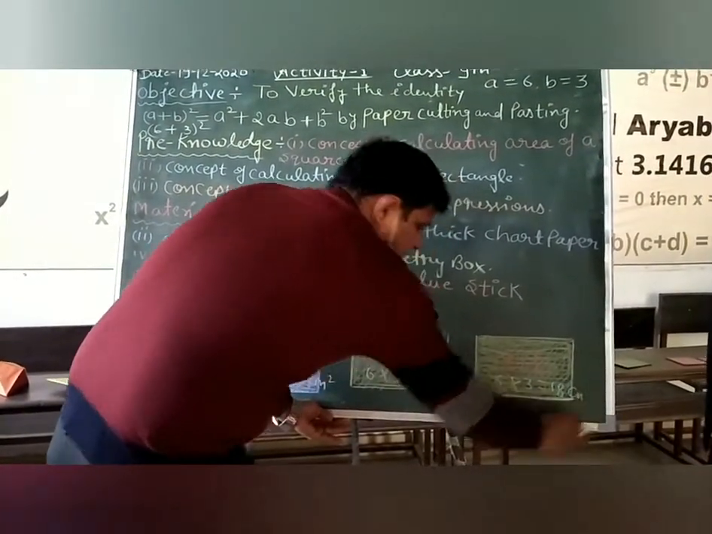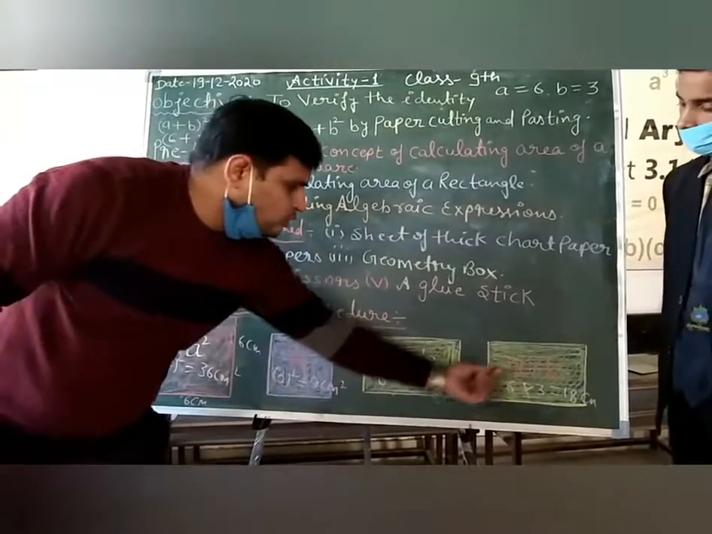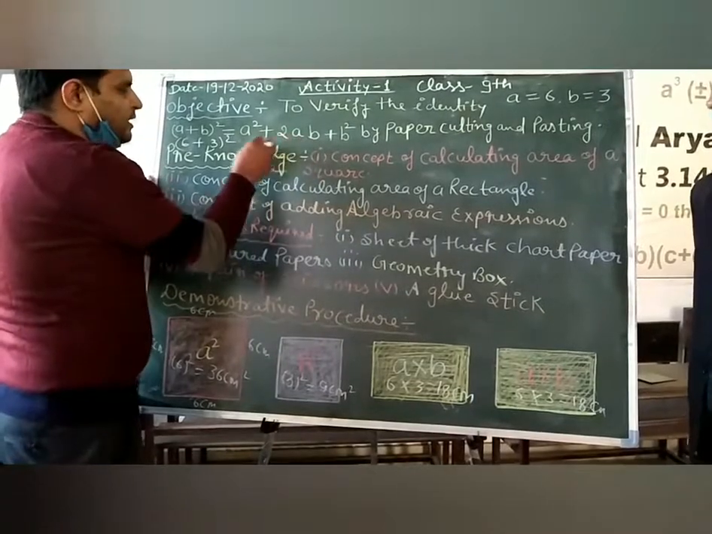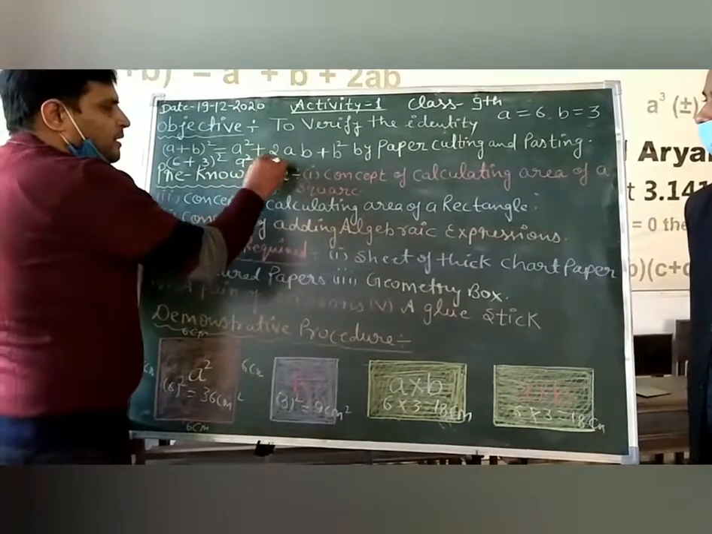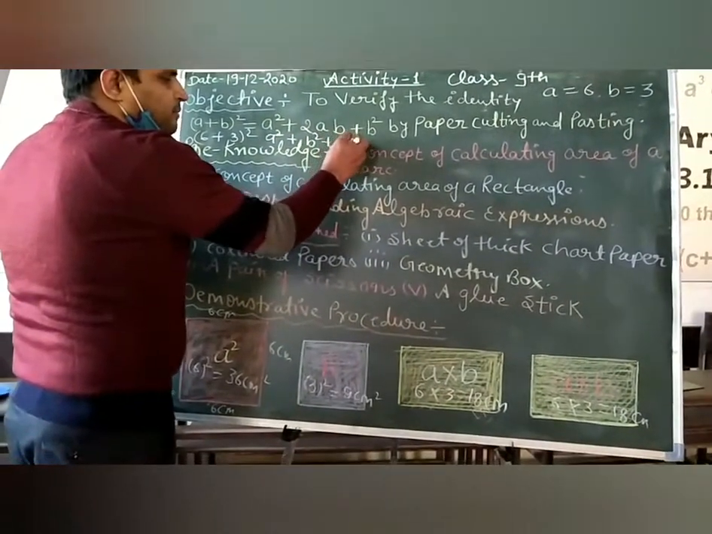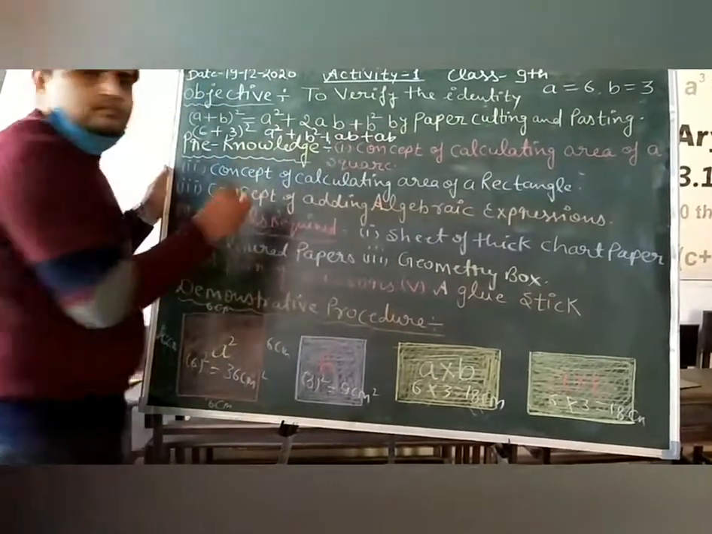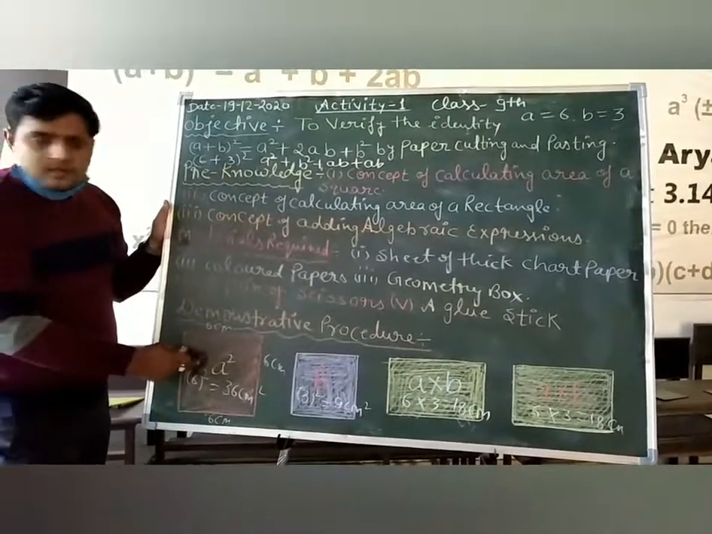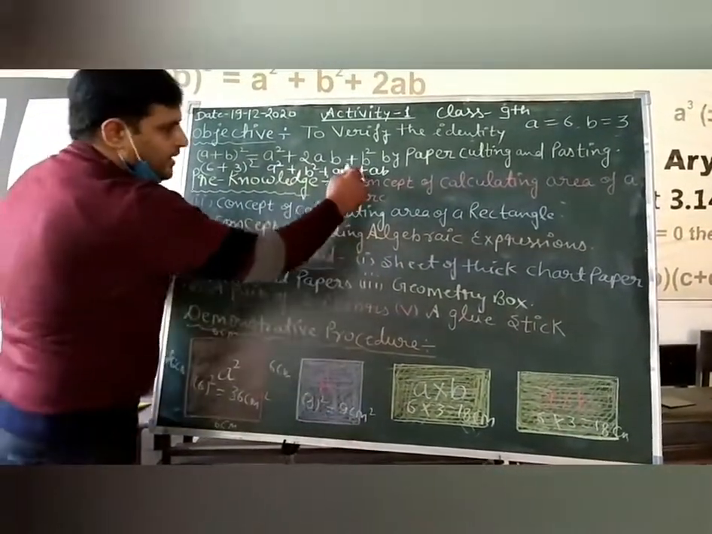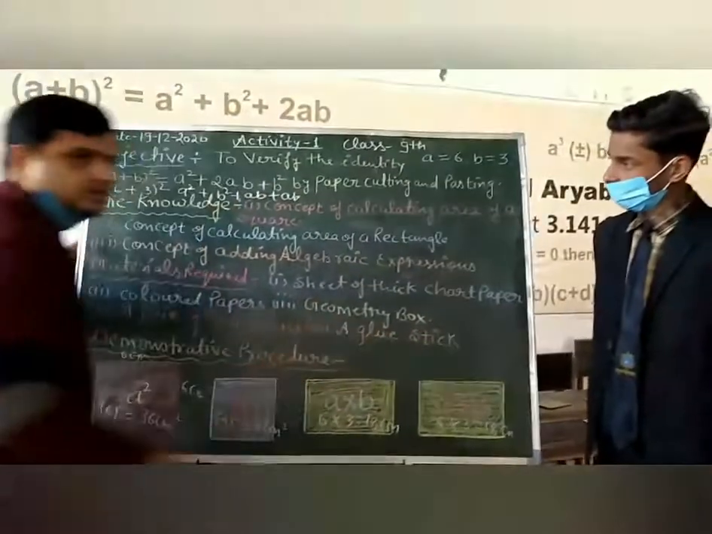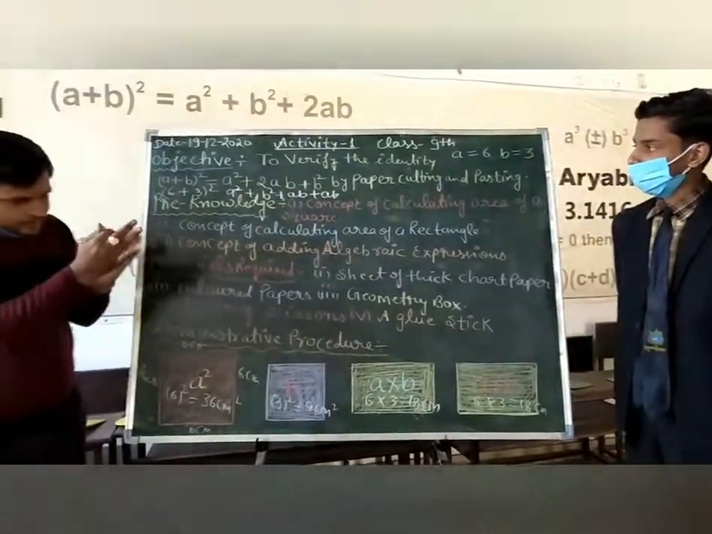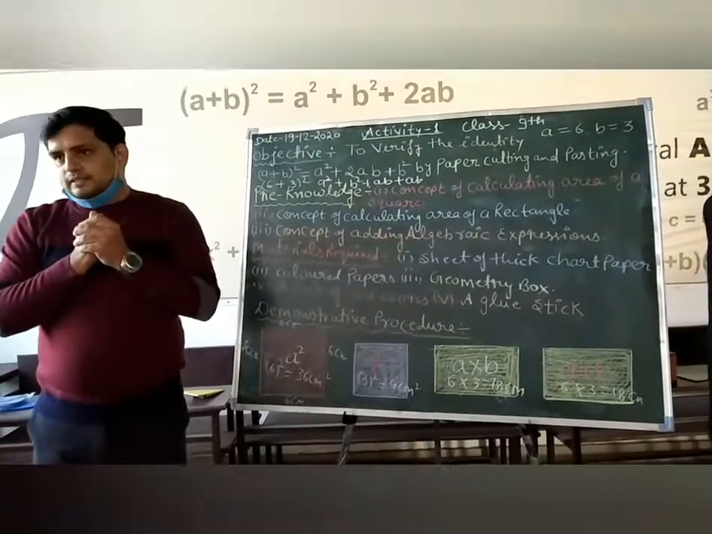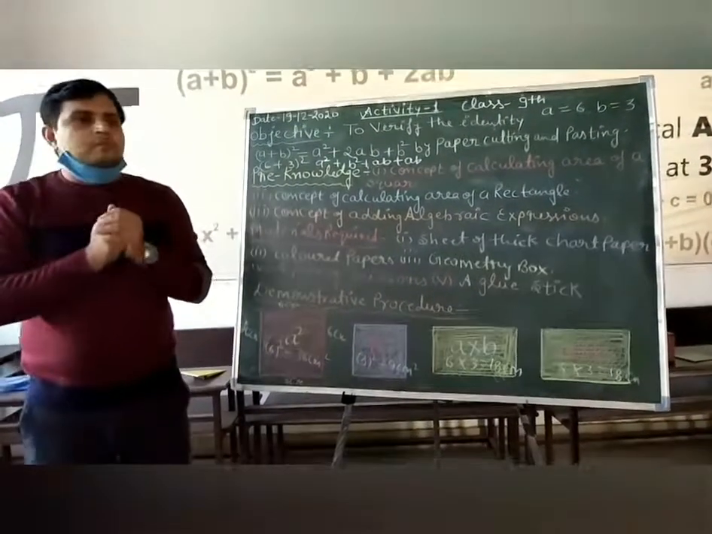Sir, why are you taking 2ab, a into b? I just explained to you. Let's see, 2ab can be written down as a square plus b square plus ab plus ab, so ab and ab is 2ab. So a square is this one, the b square is this one, ab is this and ab is this. Now after completing the paper cutting in different colors, how can we paste it? For that, what will we do?